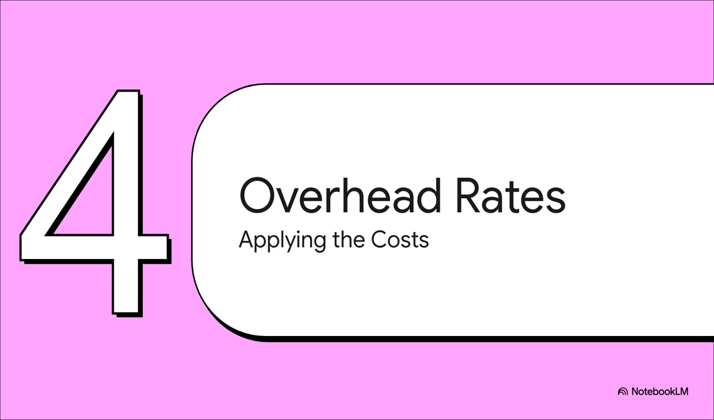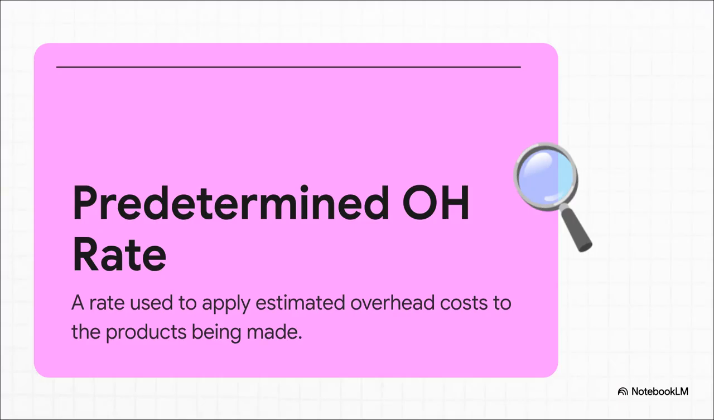Now, just creating the budget is only half the job. The real power comes from what you do with it. This budget lets us create a rate so we can apply all these indirect costs to the products we're actually making. And this is the key result, the predetermined overhead rate. The name sounds a bit academic, but it's just an estimate you calculate before the period begins. It gives a company a systematic way to assign a little piece of the total overhead cost to every single unit it produces.